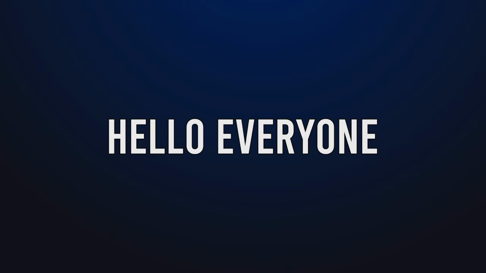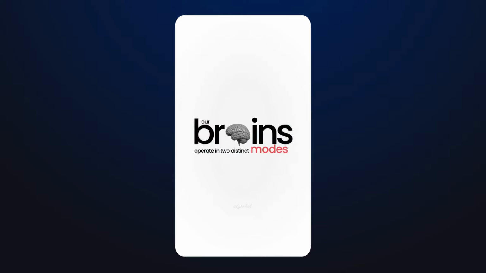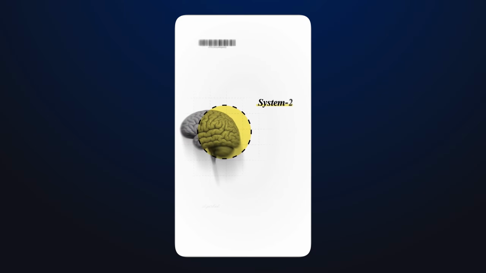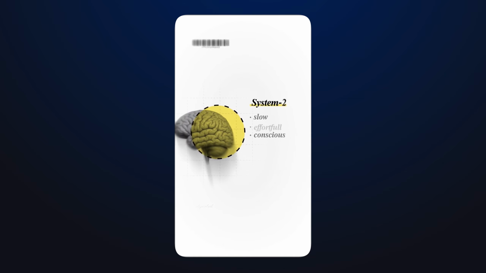Hello everyone, in today's video we will be breaking down this reel. Our brains operate in two distinct modes. System 1, which is fast, automatic, and unconscious, and System 2, which is deliberate and conscious but requires significant effort.